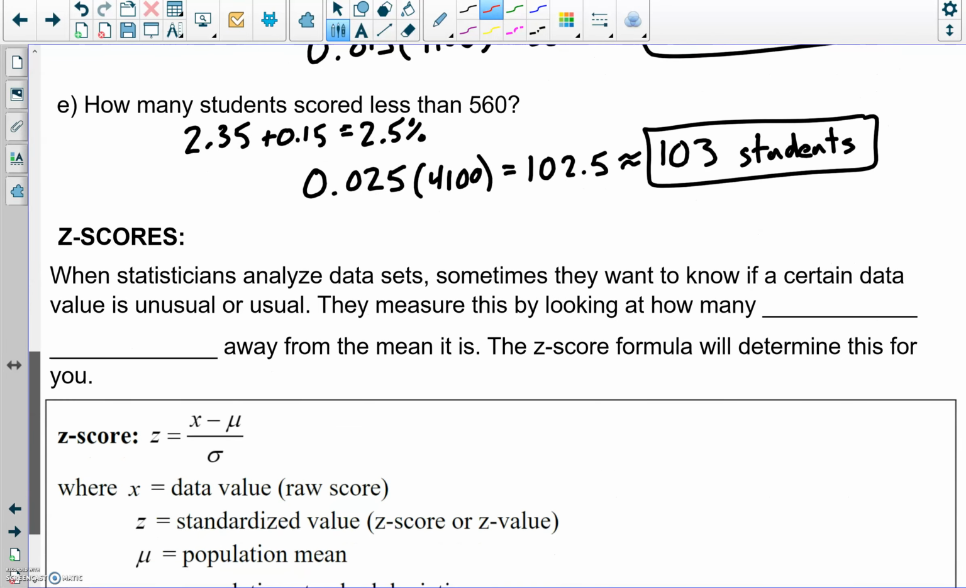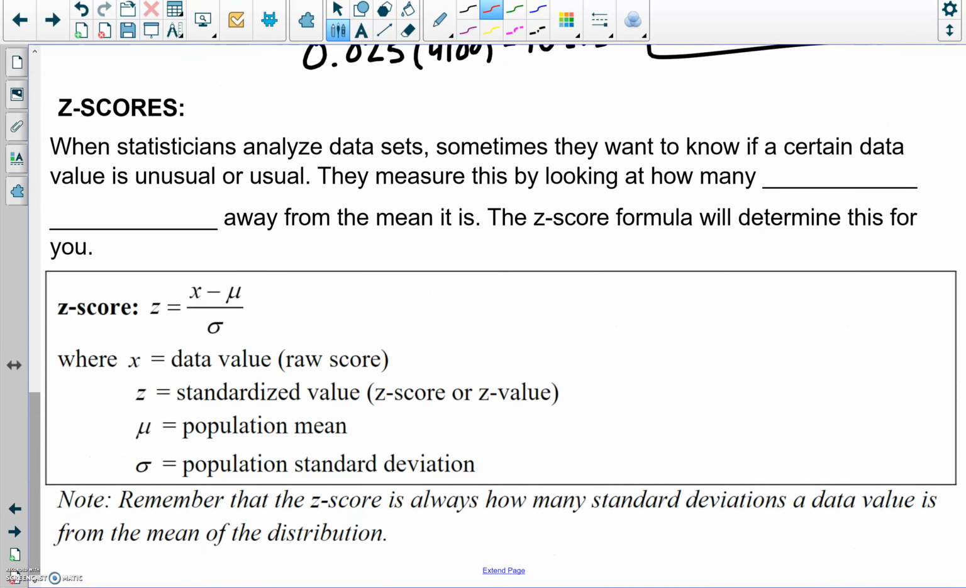So moving into z-scores then, because that problem before pretty much illustrates every type of problem that you might be asked to do in an empirical situation with a normal curve. Now with z-scores, when statisticians analyze data sets, sometimes they want to know if a certain data value is unusual or usual. And they'll measure this by looking at how many standard deviations away from the mean it is. So the z-score formula will determine this for you.